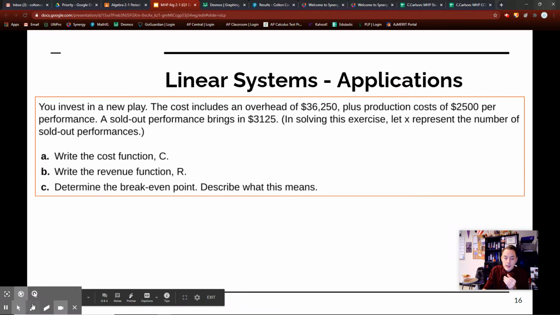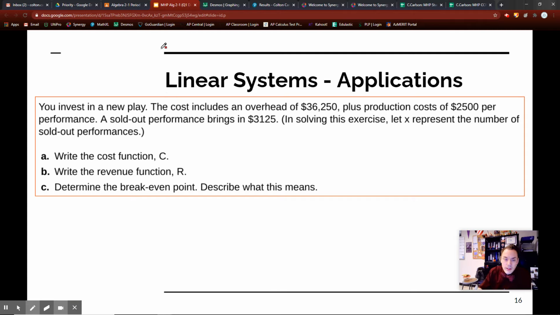Let's go through one more. This one's a lot easier. So you invest in a new play. The cost includes an overhead of $36,250, which is a lot, plus production costs of $2,500 per performance. A sold out performance brings in about $3,125. So then let x represent the number of sold out performances. We want to know what the cost function is. So the cost function, C of x, what is that?